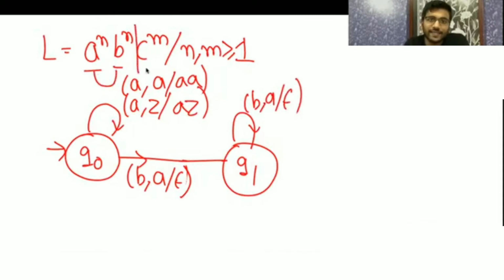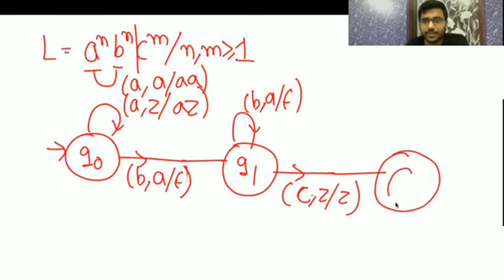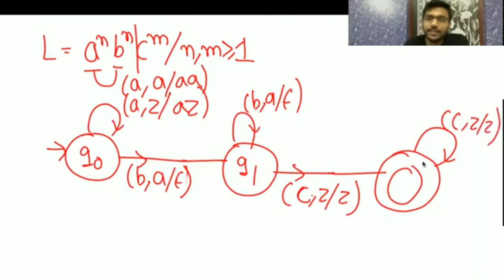Now you will get C. When you get C, the top of the stack will have Z, replace with Z and reach the final state. And again if you are getting any number of C, Z, replace with Z, in the final state, because it can have any number of C.